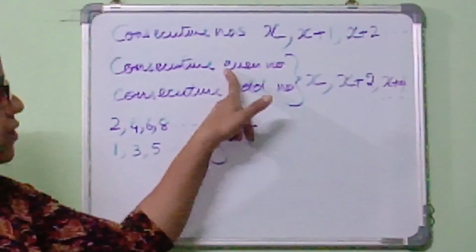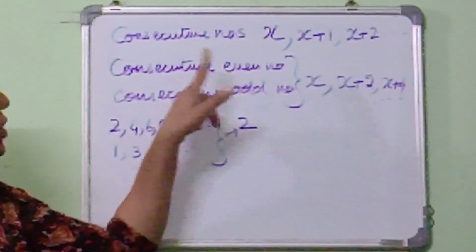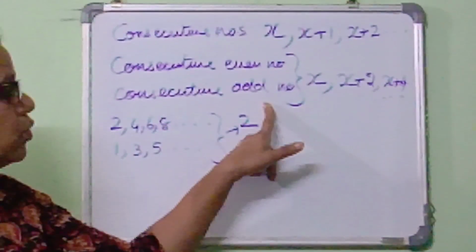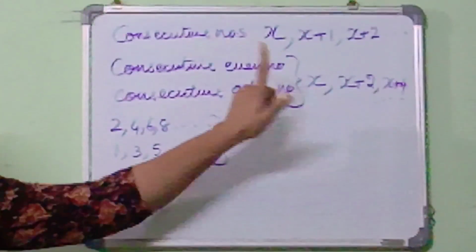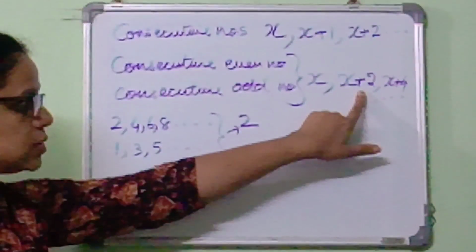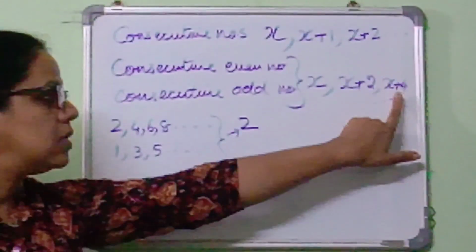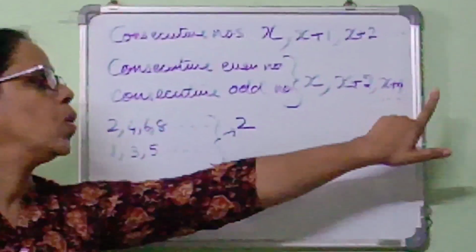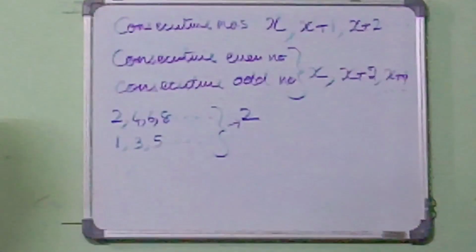Understand? Both consecutive even numbers and consecutive odd numbers, in both these cases we can take the first number as x, then the second number will be x plus 2 and the third number will be x plus 4 and so on. Okay?